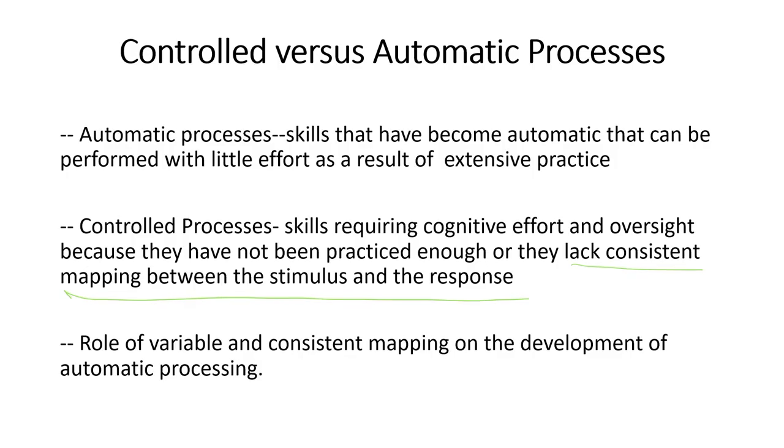And so in this case, the control processing will be more difficult to achieve. Now, there is a role of variable and consistent mapping on the development of automatic processing. The more consistent mapping that you have between stimulus and response, the more automatic a particular task can be done. But if the stimulus and response are two different responses, then you have to do control processing. So multitasking is easier if what is being asked and the action that you have to do are similar. But if the task is something else and the information being provided to you is something else, it becomes difficult.